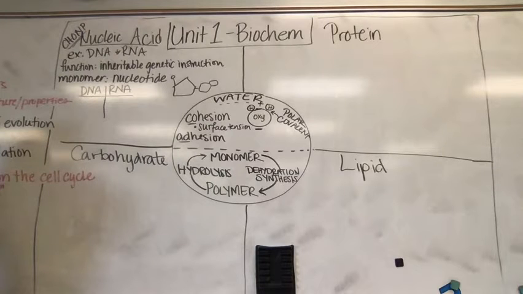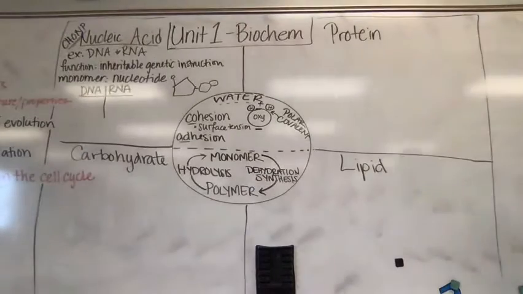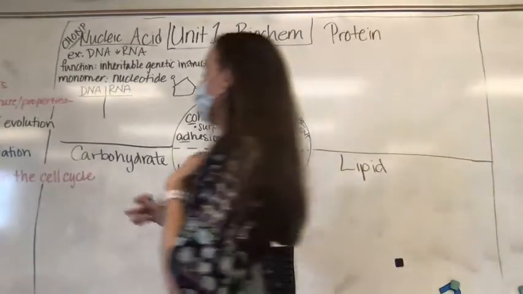Purines and pyrimidines: guanine and adenine are purines, and thymine and cytosine are pyrimidines. What's the word after genetic? Instruction. Okay, sorry. It's okay. And on top of that, I'm coughing, so that's annoying.